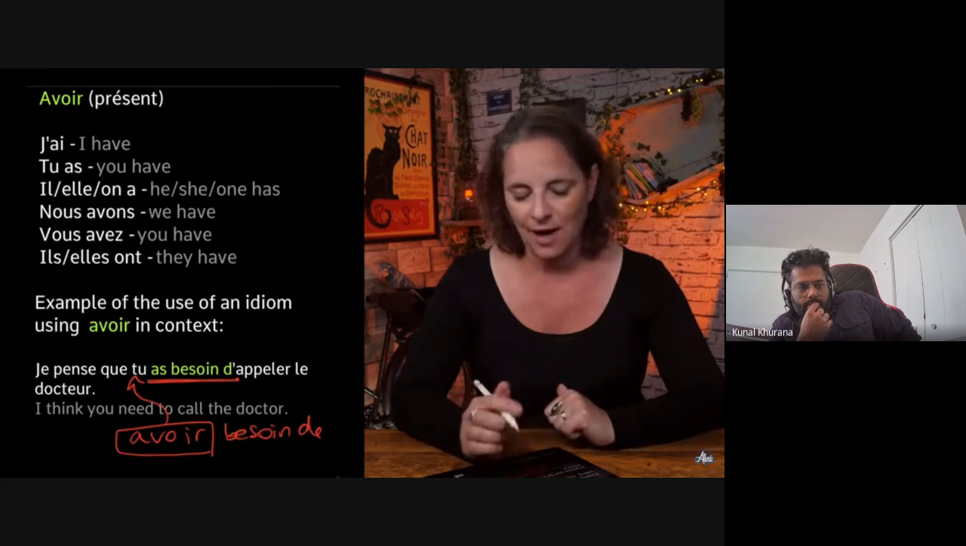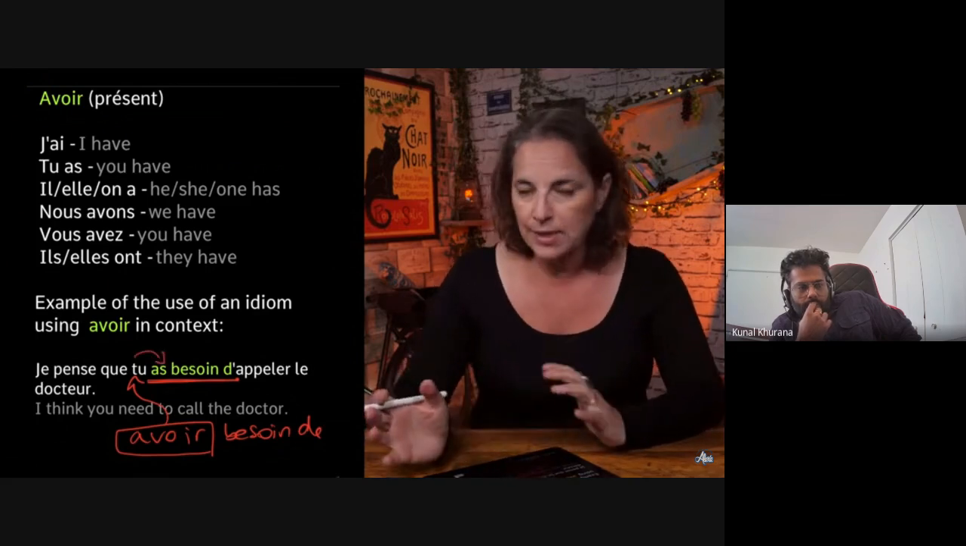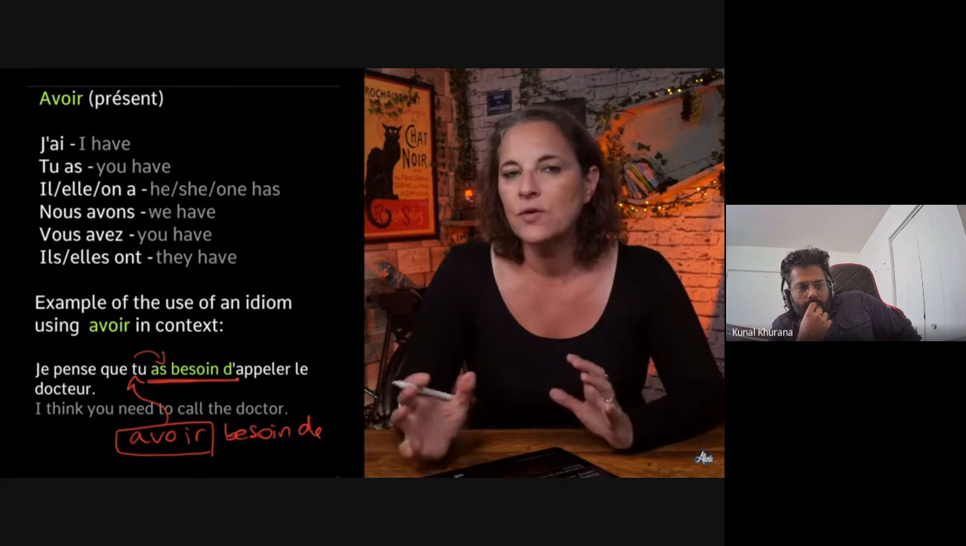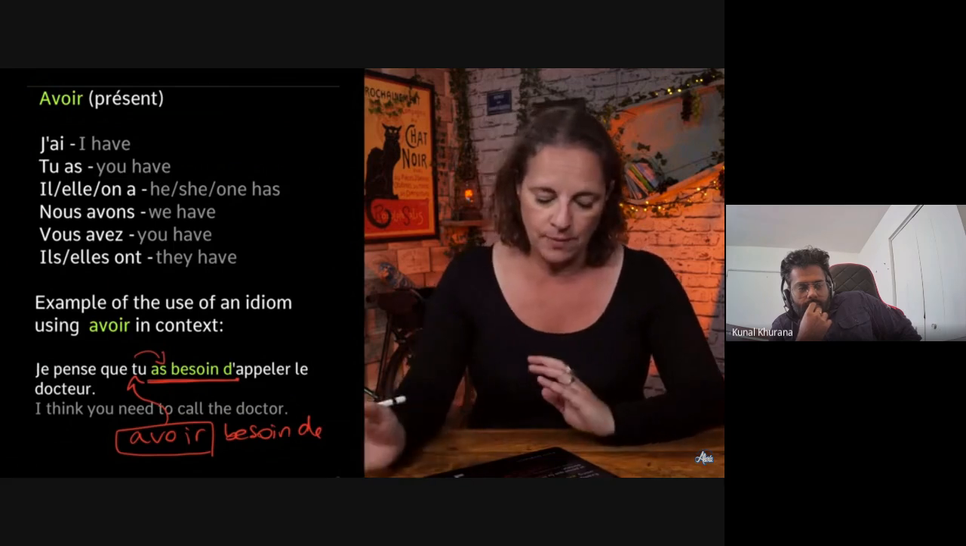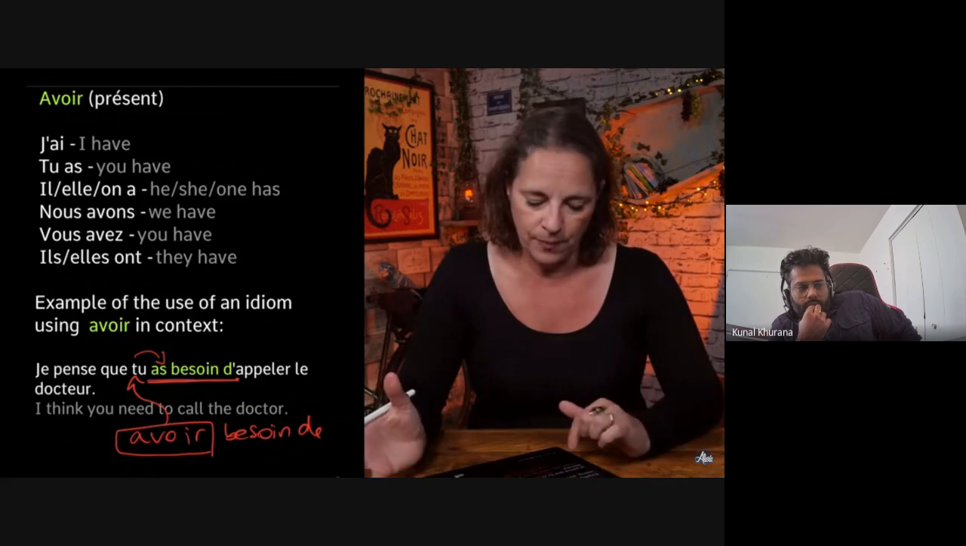And tu, using avoir, is tu as. Can you see that? So, tu as. It's not tu avoir, okay? Tu as. Tu as besoin. So, I think you need to call the doctor, okay?